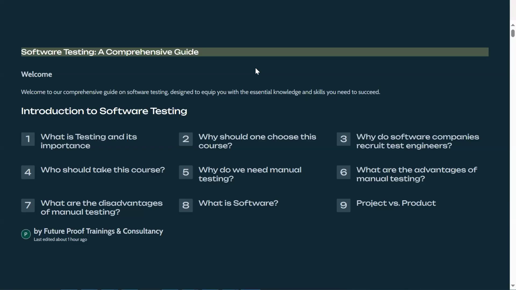Okay. So coming to the fourth one, why should we do this course? Who should do this course? Who can do it? Can anyone share your thoughts? Who should do this course?